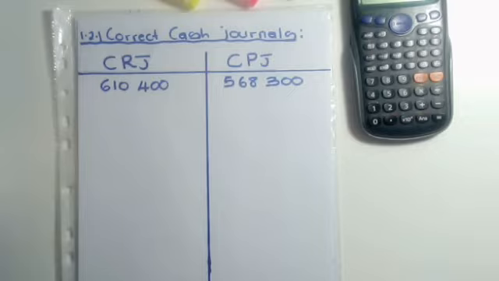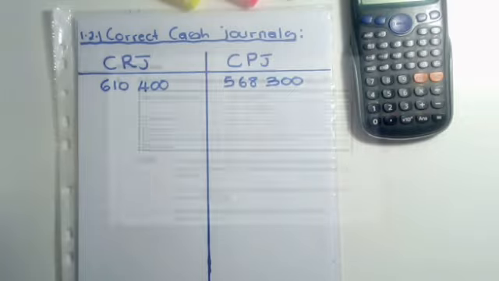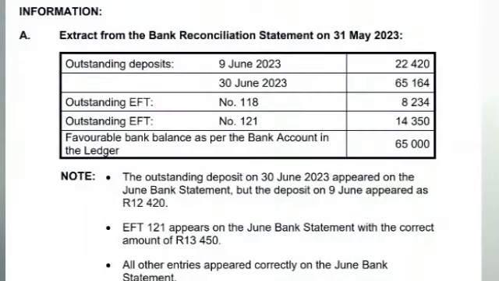So when you go to information A, you will find a bank reconciliation statement that was prepared in the previous month. So we are preparing the bank reconciliation for the month of June. So in information A, usually you will find the bank reconciliation statement of the previous month. In this case, our previous month is the month of May, and in the month of May you will see that they have put together a bank reconciliation.